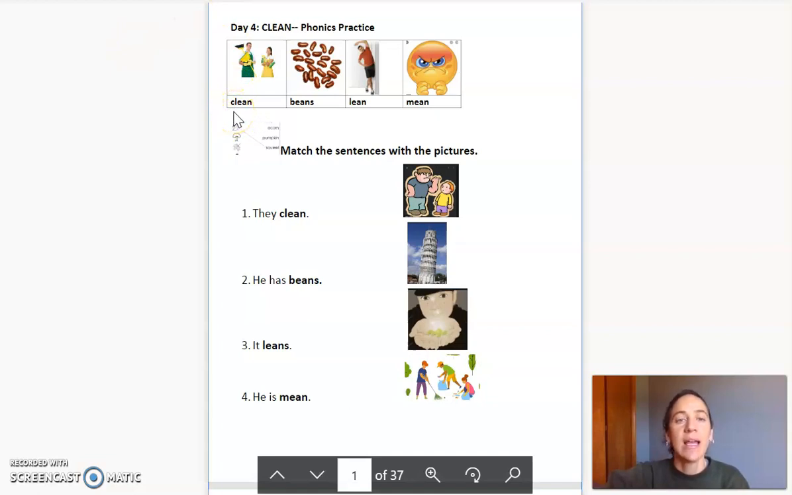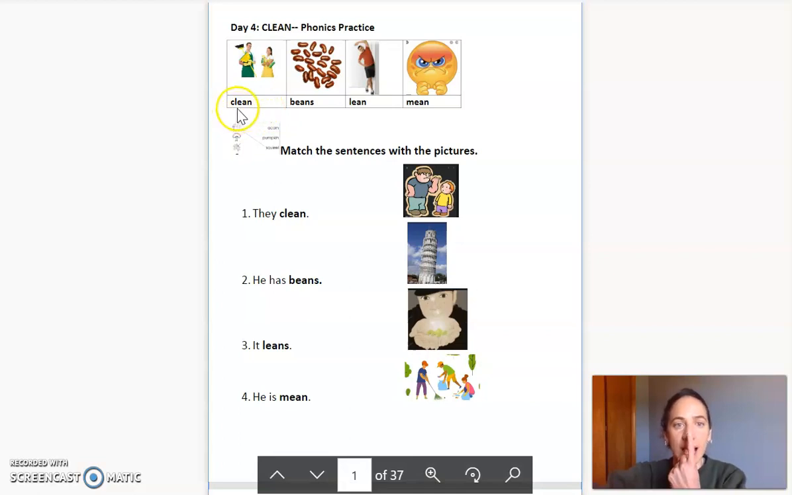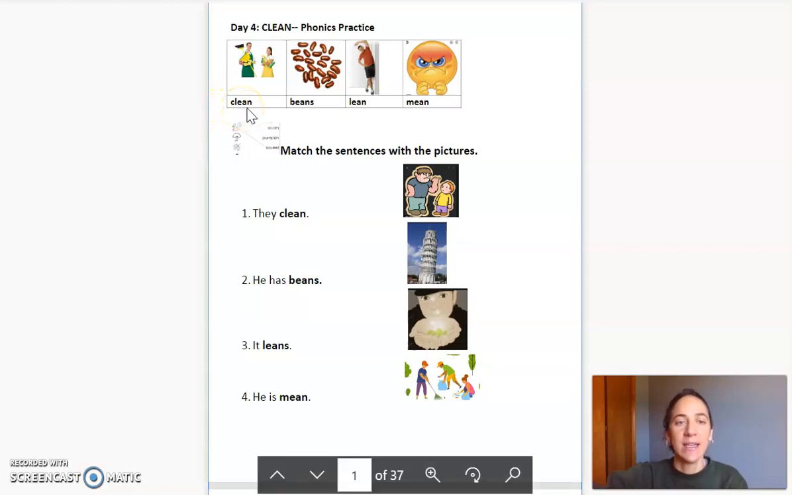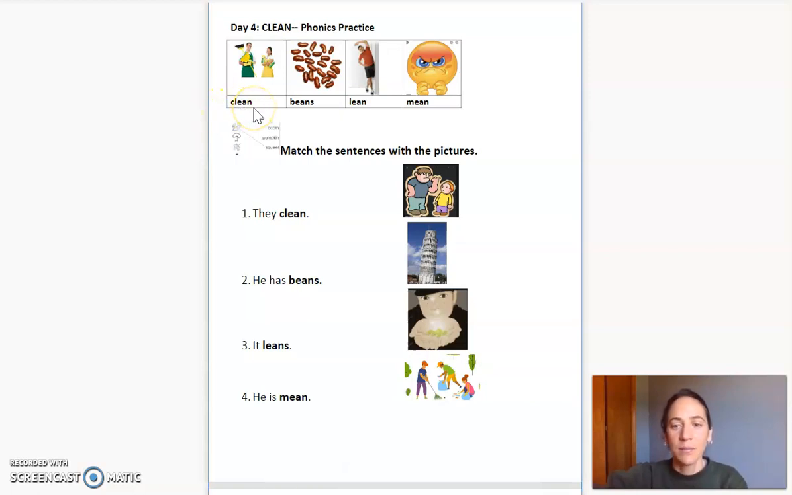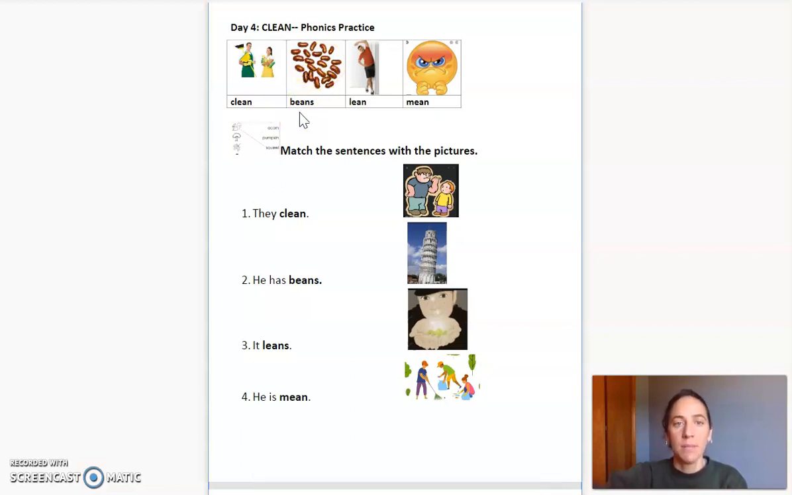This word is clean. The letters are C-L-E-A-N, but my sounds are K-L-E-N. Clean. Please repeat after me. Clean. Good. Let's look at another word that has the E-A. These are beans. Please repeat after me. Beans.